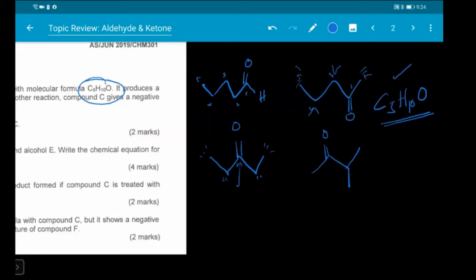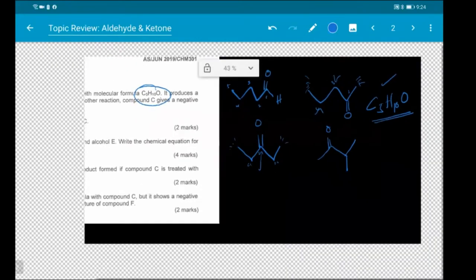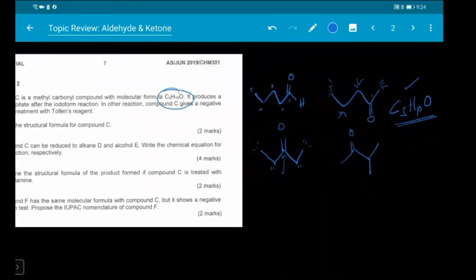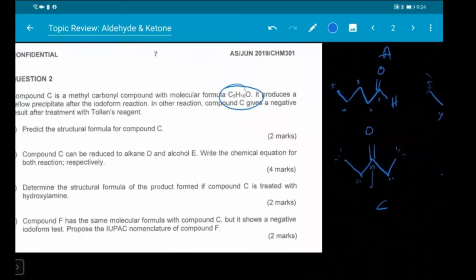So, guys, you already have 4 possible answers. For jawapan yang ni. Okay. Jawapan mana yang betul? Okay, let's say this is A, B, C, D. Alright. That's why if you read back the question, you notice that ada satu keyword yang mungkin orang terlepas pandang. Methyl carbonyl.